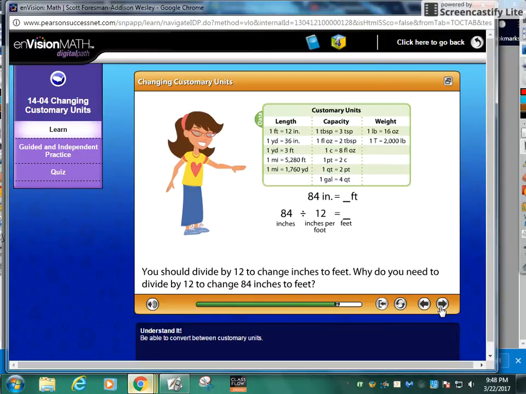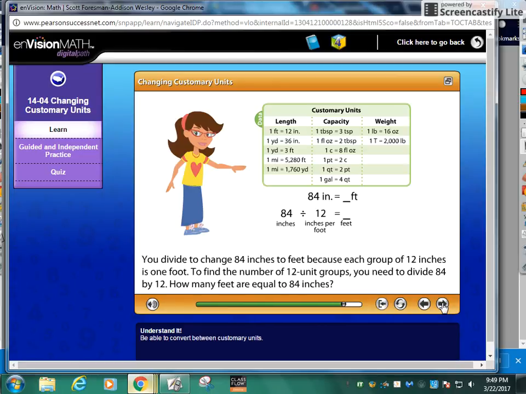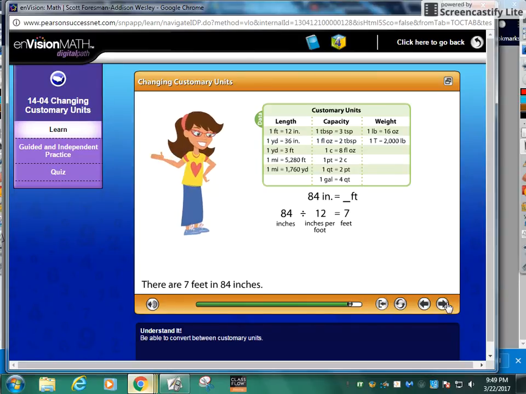Why do you need to divide by 12 to change 84 inches to feet? You divide to change 84 inches to feet because each group of 12 inches is 1 foot. To find the number of 12 unit groups, you need to divide 84 by 12. How many feet are equal to 84 inches? 7. There are 7 feet in 84 inches. Good job, guys.